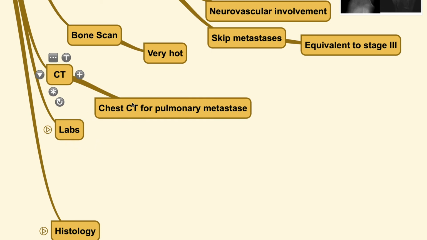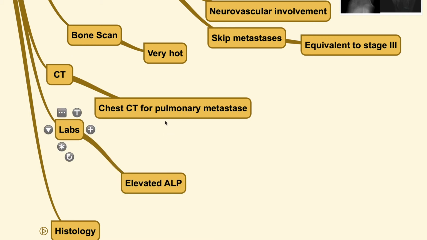CT scans are usually useful to screen for pulmonary metastasis because this tumor, especially the osteosarcoma, has a high tendency to go towards the pulmonary region and metastasize there. And multiple metastasis is also one of the contraindications to do a salvage surgery because the tumor has spread all over. But solitary metastasis over at the lung can sometimes still be treated with a lobectomy surgery.